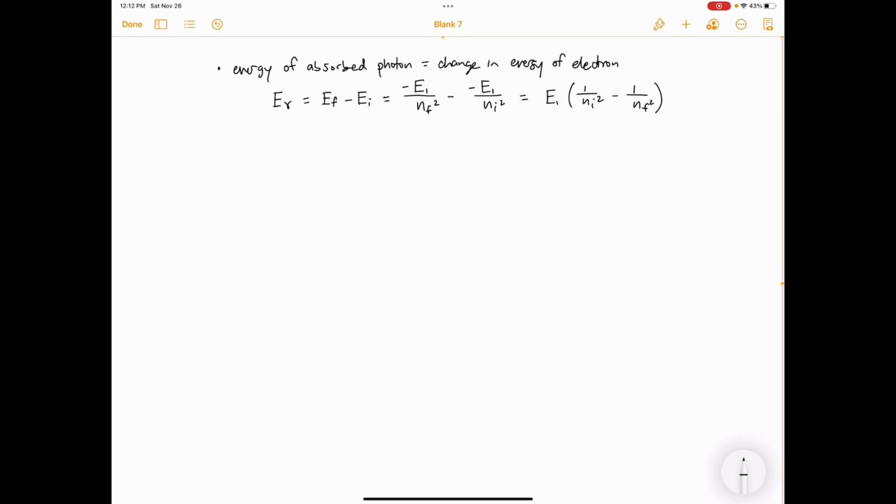Okay, so we can just plug in numbers. E1 is 13.6 eV. And N initial is 1, because I start off in the ground state. So I have 1 over 1 squared. And then N final is 3, because I end up in the second excited state. So this is 1 over 3 squared. Okay, so that's just 1 minus 1 over 3 squared. That's the same as 1 minus 1/9. So this overall is 8/9 in the parentheses there.